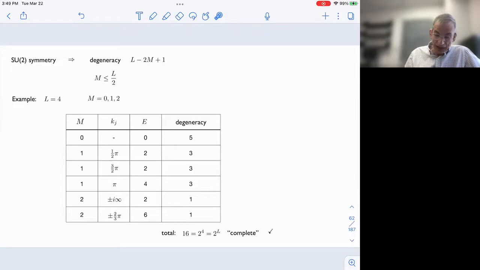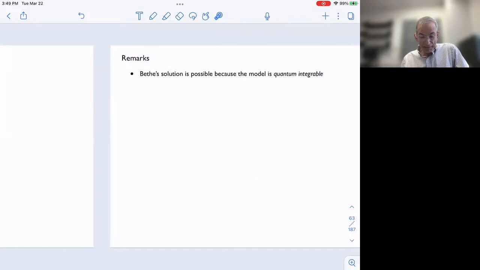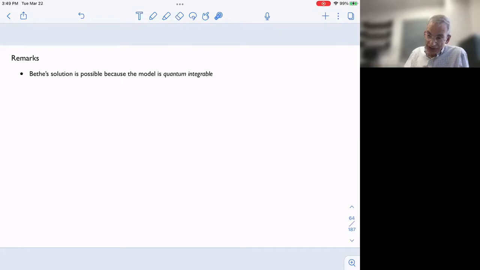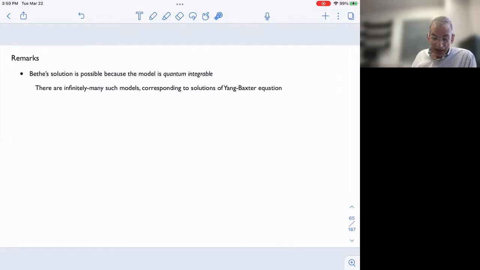So a few remarks. If you write down some generic Hamiltonian, it's not going to have this kind of amazing solution. This solution is possible only because the model is quantum integrable. It turns out that there are infinitely many such models corresponding to solutions of the Yang-Baxter equation. And the model which I'm showing here, this Heisenberg model, is just one of the simpler examples. Actually, it's kind of a prototype of quantum integrable models.